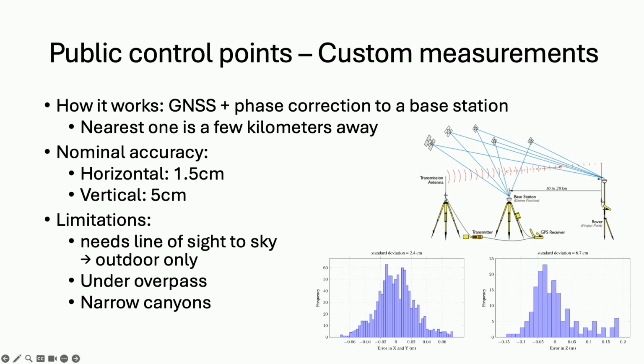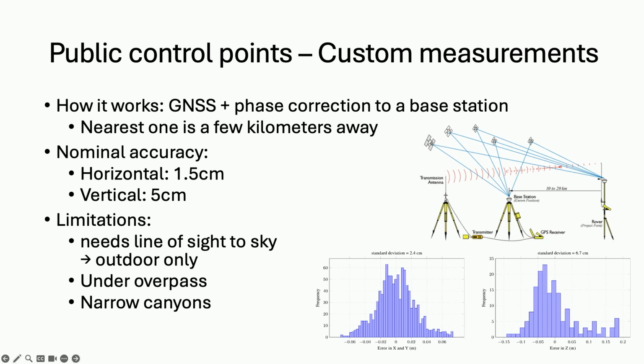The public control points are also measured with GNSS RTK. It works by using GNSS plus some phase correction to a base station. Because it works through this mechanism, it has the limitation that it needs line of sight to the satellites. So basically, it can only be measured outdoors.